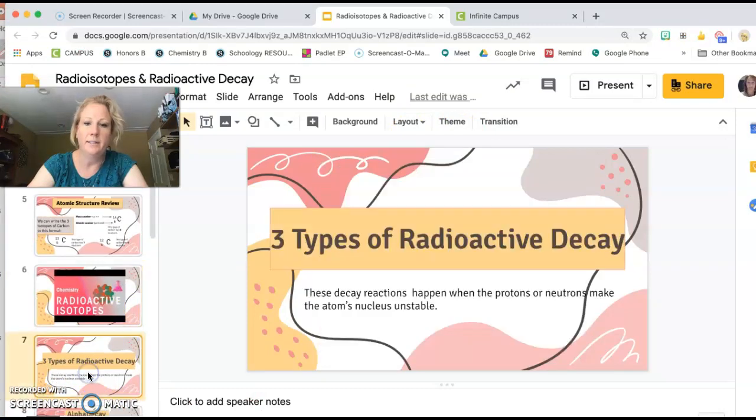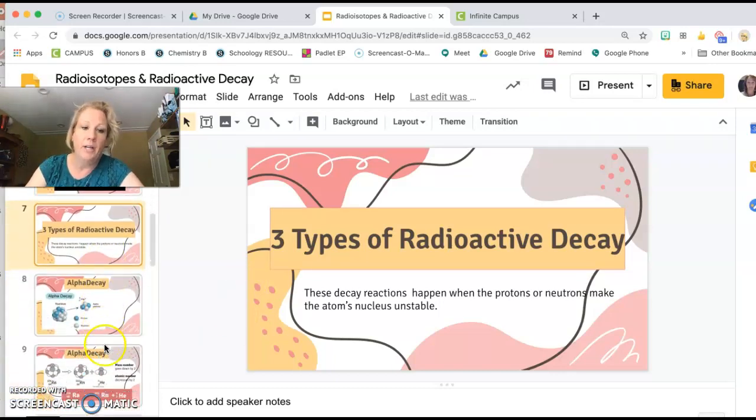And that leads us to talking about the 3 common types of radioactive decay. These are not normal chemical reactions, these are nuclear, which means the nucleus itself is going to change when these radioactive decays happen. So we're going to talk about 3 common ones.